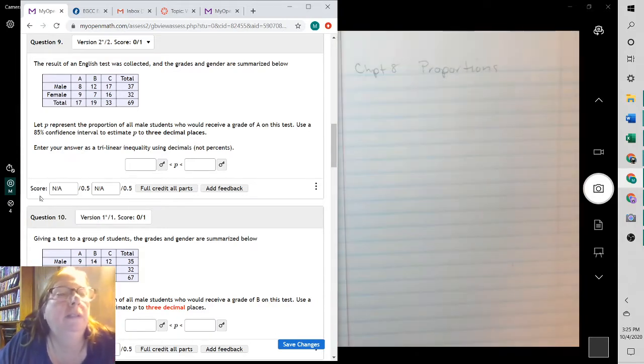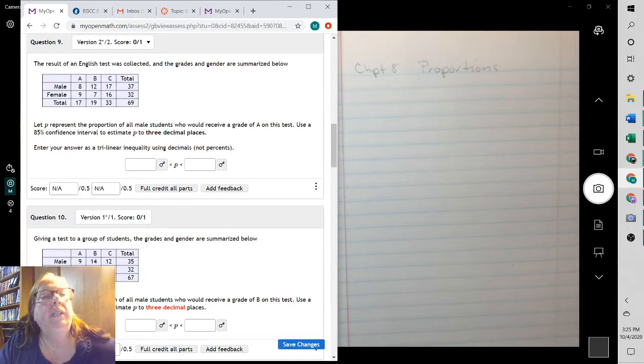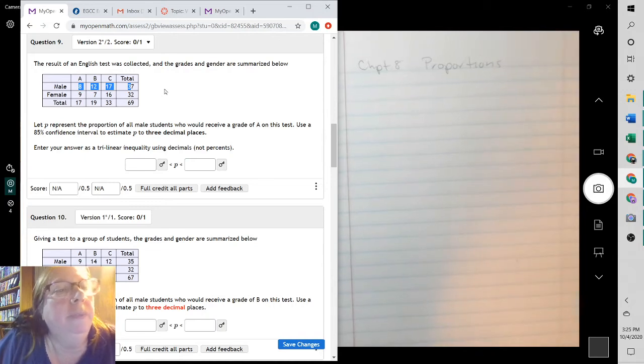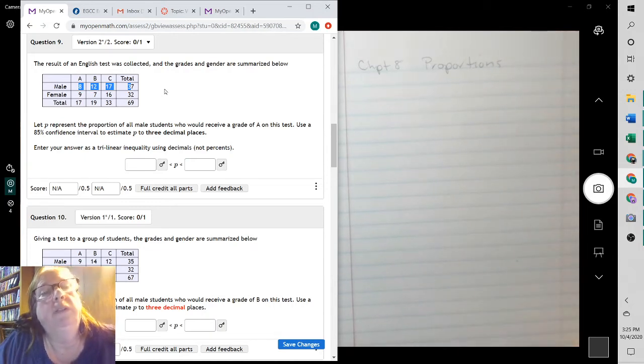This first set says, the result of an English test was collected and the grades and gender are summarized below. Let P represent the proportion of all male students who received an A on this test. So we know we're working with only male students. So we're just using this group, the top group. Let P represent the proportion of all male students who would receive a grade of A on this test. Use an 85% confidence interval.